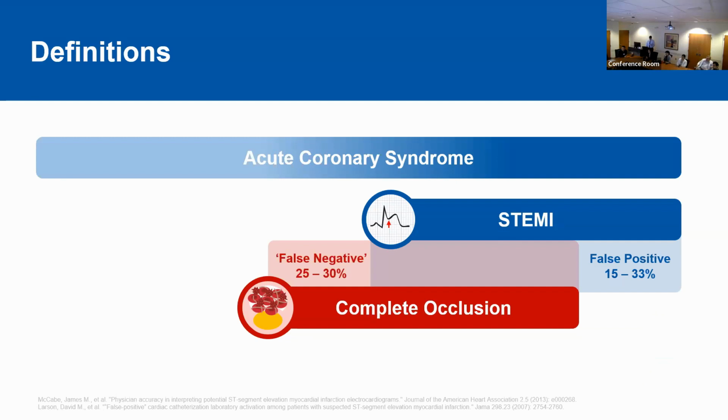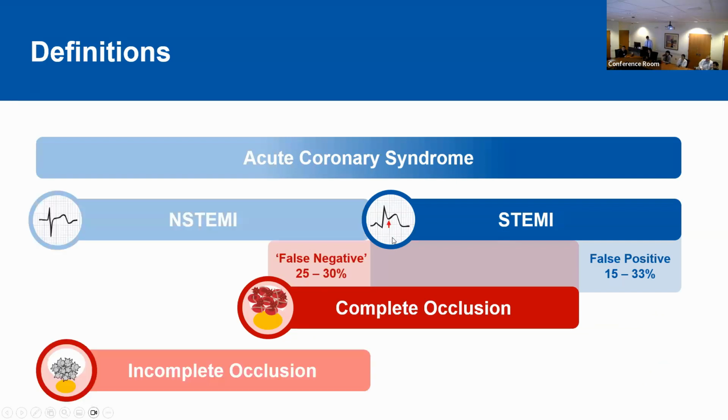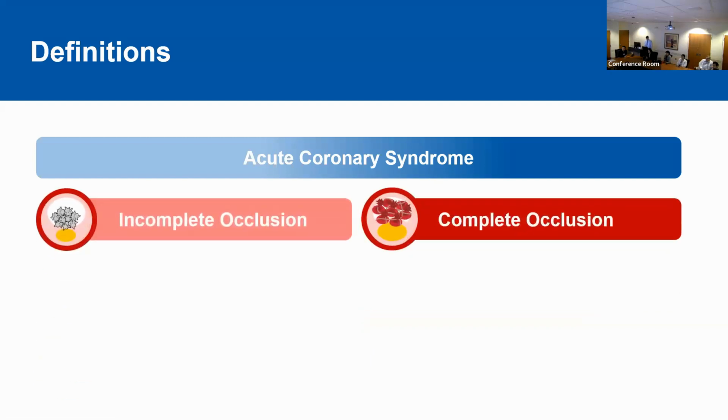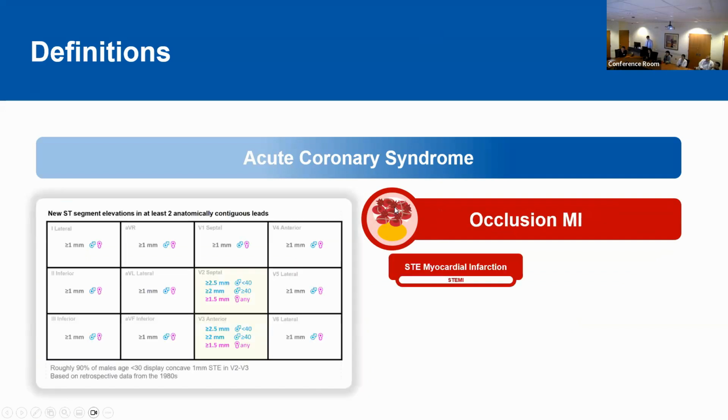But you can't really call them false negatives because if you find that the patient has a completely occluded culprit vessel at the time of angiography, but they didn't come in with a significant elevation of their ST segment, we just end up calling these NSTEMIs. So the proponents of the OMI paradigm propose starting with the underlying pathology, that is, are you dealing with an acutely occluded coronary vessel, and then look for some ECG findings that might support that underlying pathology.